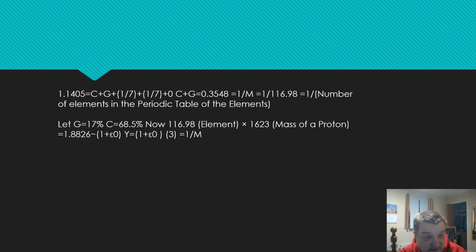So we plug the 1.1405 into the GDP equation, and we get the number of elements in the periodic table, 117.